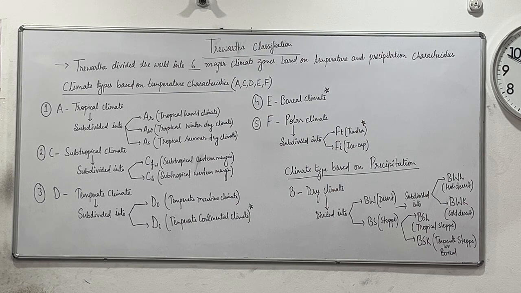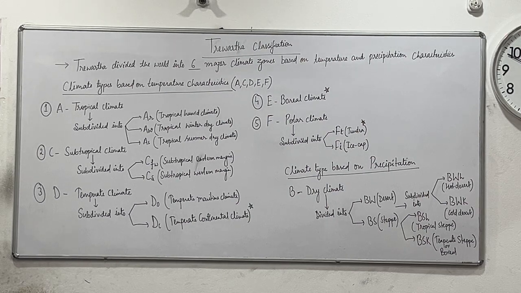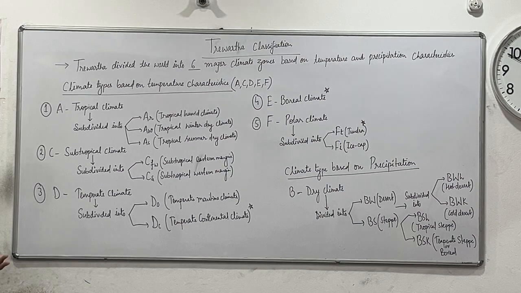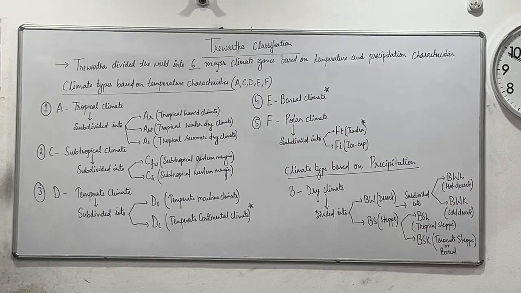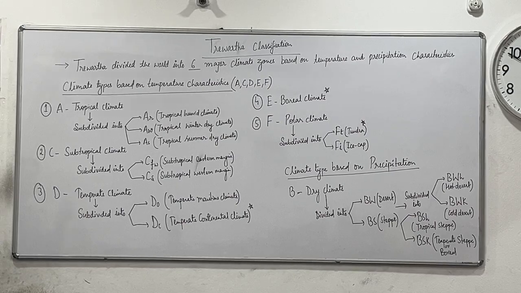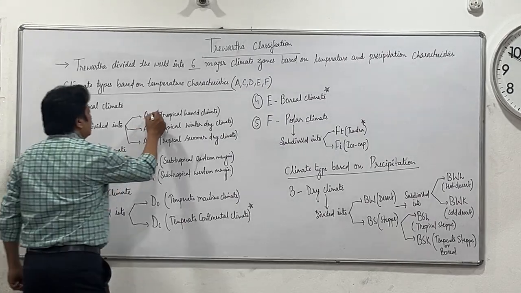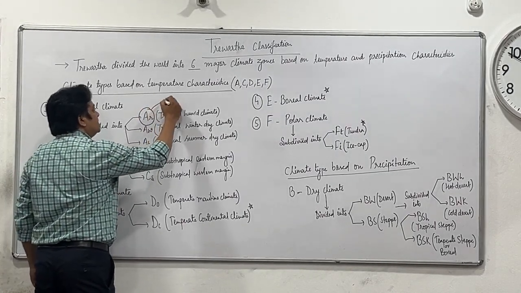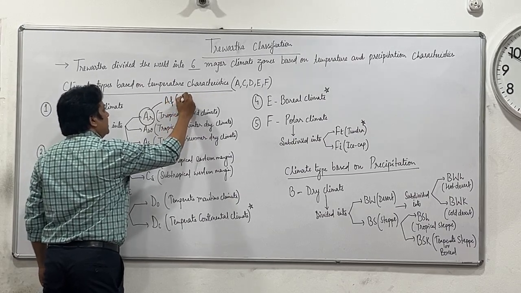Now you can see the first one, tropical climate. For tropical climate, Koppen also used the same capital letter A. And Koppen divided that tropical climate into 2 subtypes, if you can recall: one was Af type, the other was Aw type. One more subdivision we made, and that was the As type. The only difference which you find here is this Ar type, which was the Af type of Koppen. Are you getting my point?